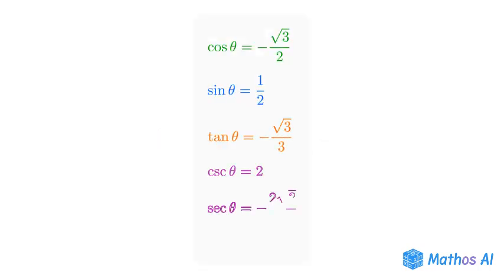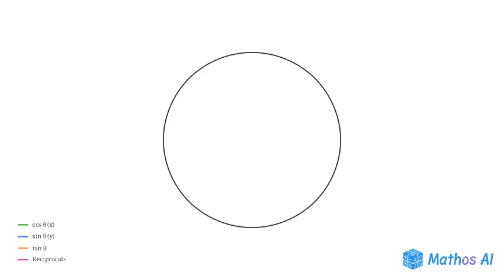So, by starting with just 1 point on the unit circle, we've systematically derived all 6 trigonometric values. This elegant system shows how all these functions are interconnected, revealing the beautiful harmony within trigonometry.